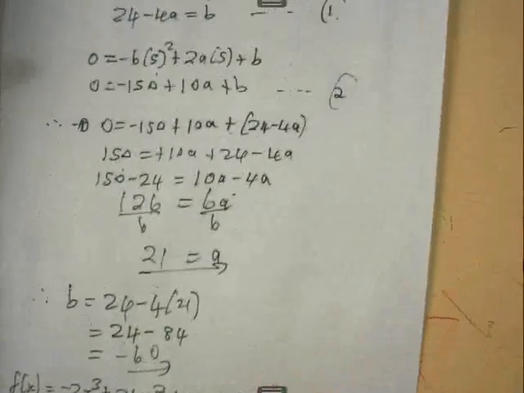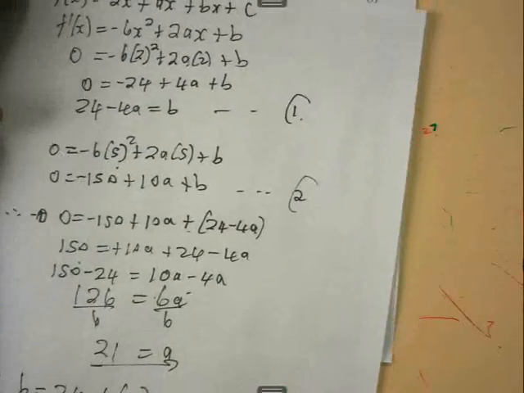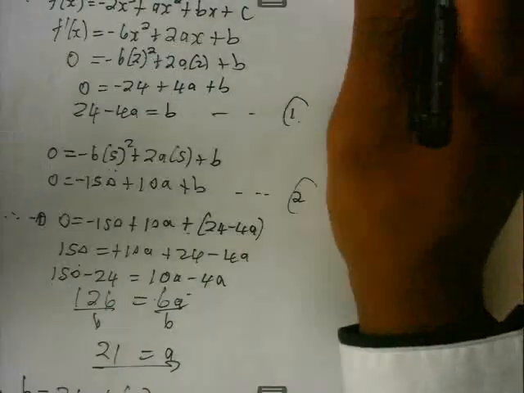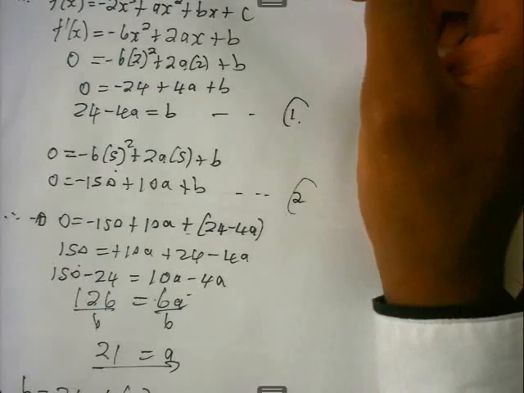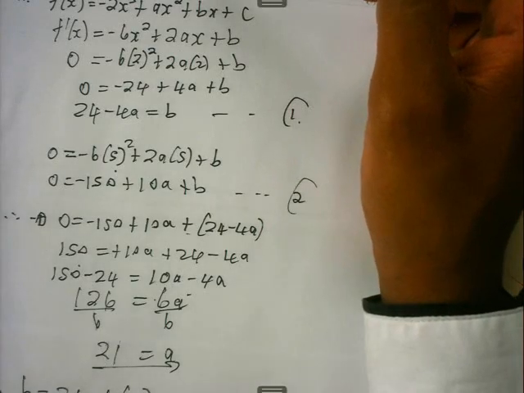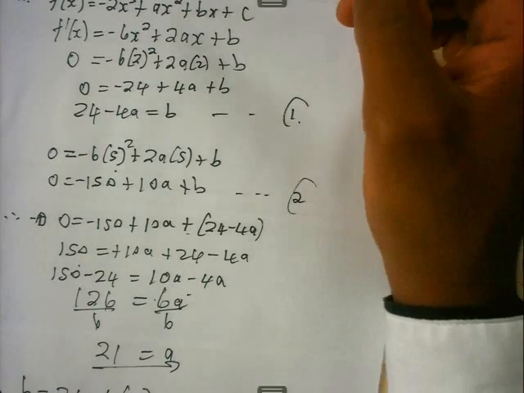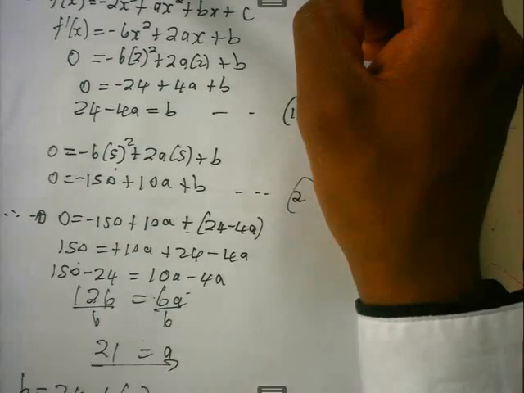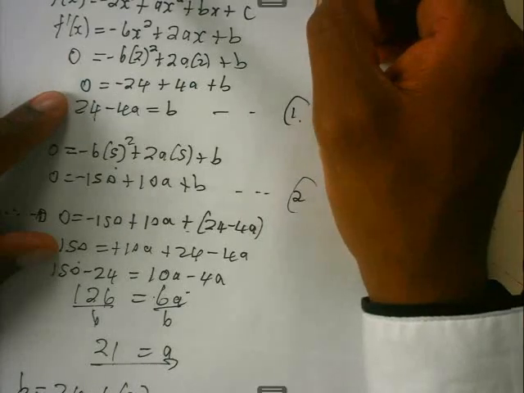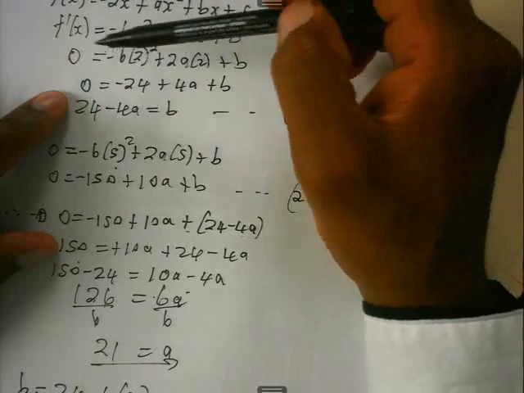I think it's very important. We are given the coordinates of the turning points. It means the first thing that we did here is to find the derivative. Why? Because we know for us to have the turning points, we need the derivative. Once you have the derivative, we substitute the value of x into the derivative, so that we know that when we substitute the value of x, y will be 0.